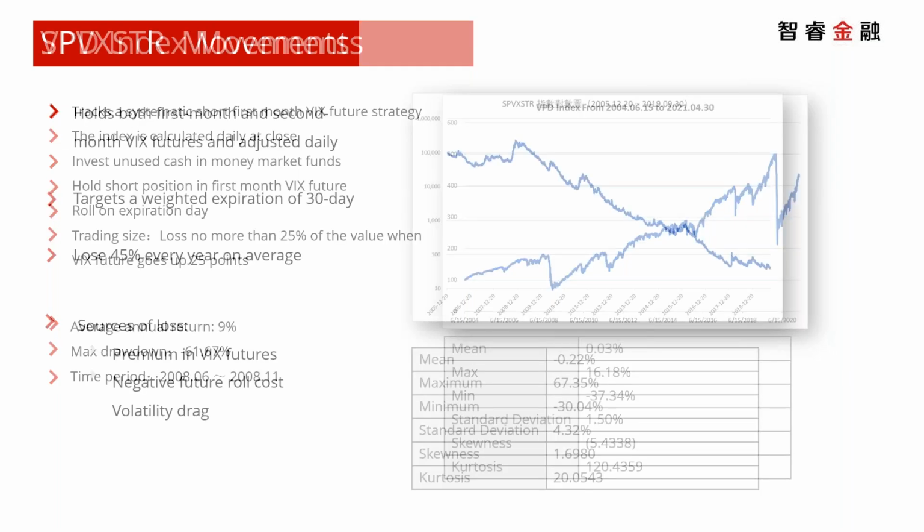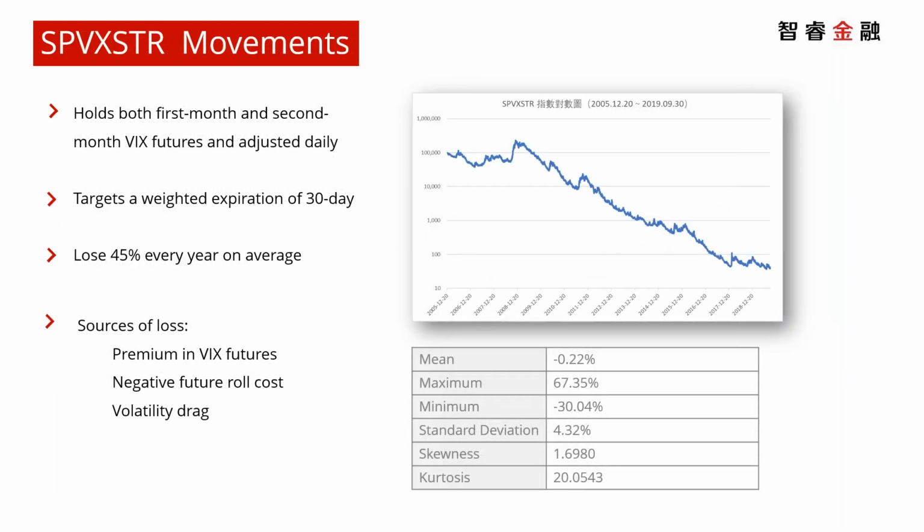The second one is SPVXSTR. It's also a strategic index. Different from the previous one, VPD, which holds a short position, this one holds a long position in VIX futures. And it holds both first-month and second-month VIX futures and adjusts daily. It has a target. It targets a weighted expiration of 30 days.